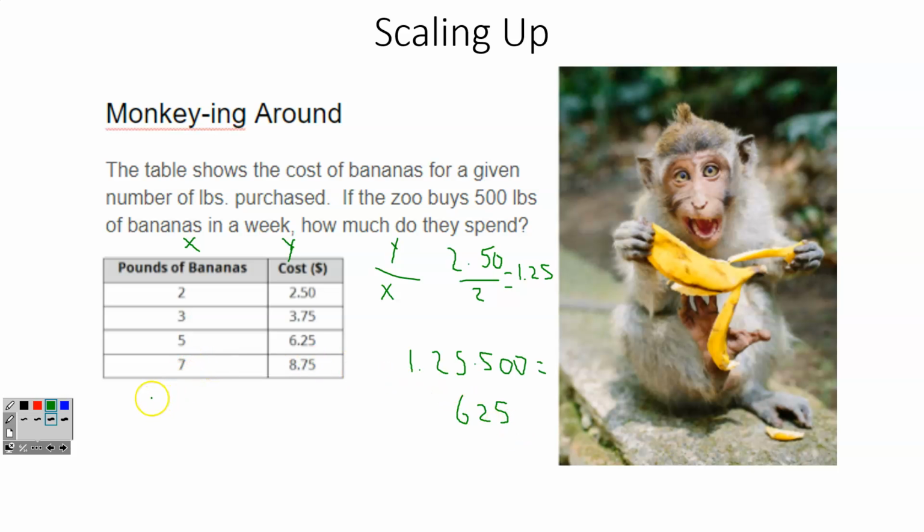You could also just do 2 pounds for $2.50 and set it up as a proportion equals, we need to know 500 pounds, and that could be our X dollars. So I would do this times this divided by this, and I would get my X, which is the exact same thing. So scaling up, find a COP and then multiply it by what you need to, or you could set it up as a proportion.